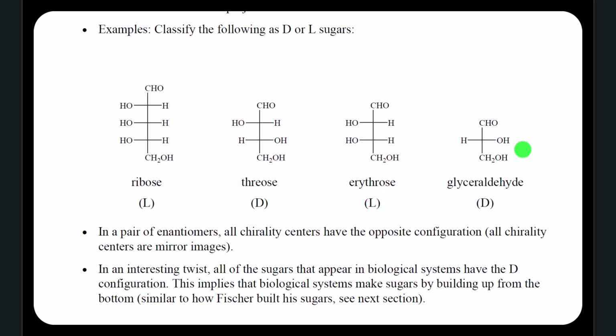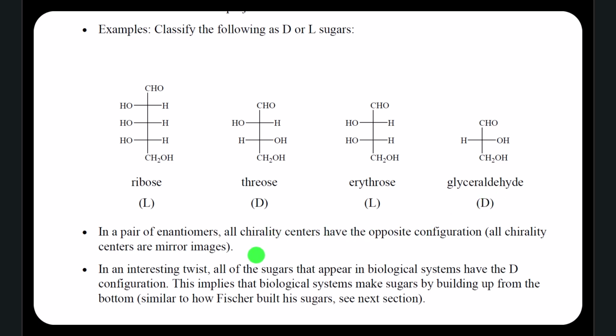Finally, another extremely important sugar molecule in biochemistry is glyceraldehyde. And we can see that in glyceraldehyde, there is only one chirality center. So that, by definition, will be the highest numbered chirality center. On that chirality center, in this structure, we see that the hydroxyl group is on the right-hand side. This is therefore D-glyceraldehyde.